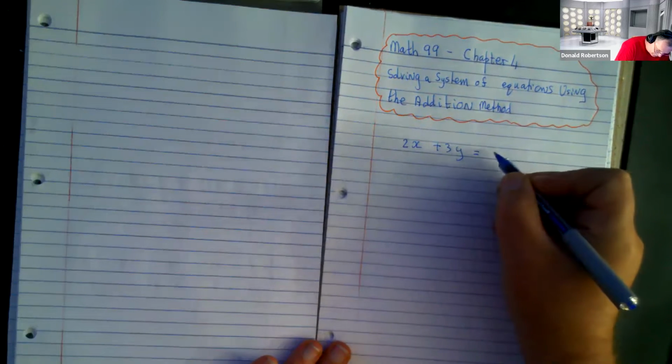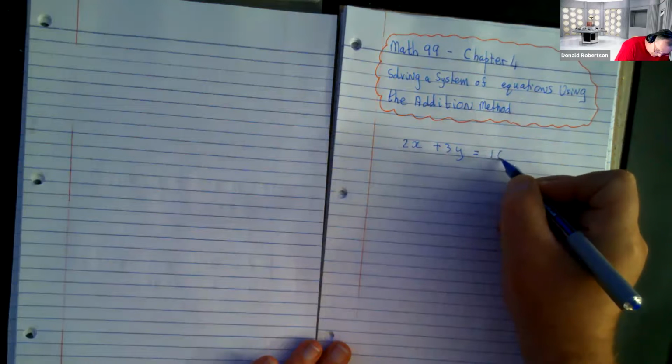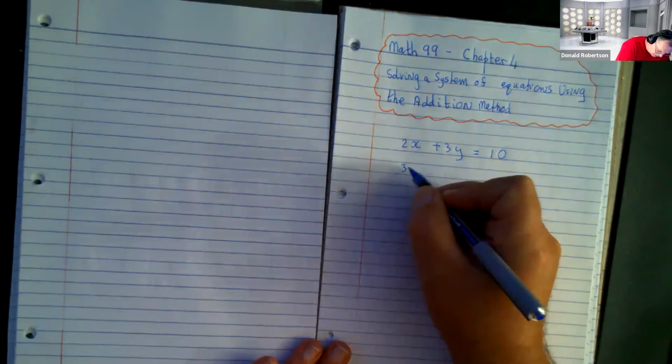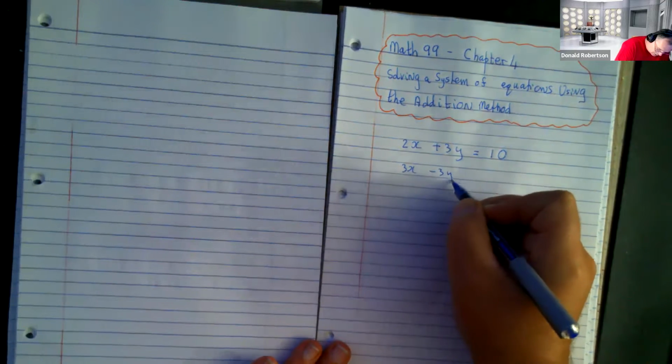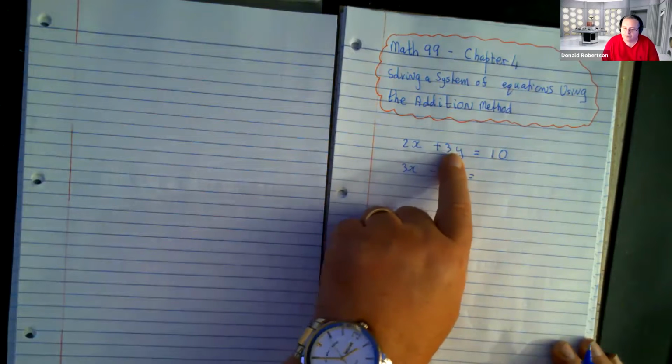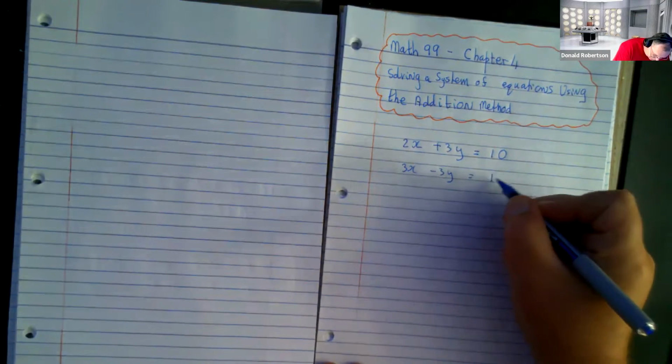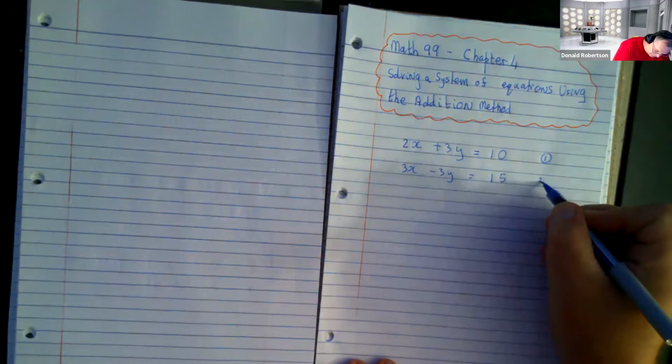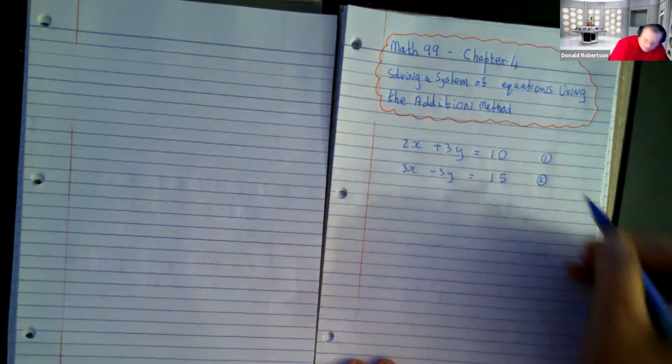The equations that we're going to deal with are going to be when the two equations are written in their standard form. So that means so many x's plus or minus so many y's equals a number. And in this case, we'll have that. I'm going to call this equation 1 for simplicity, and I'll call this equation 2.